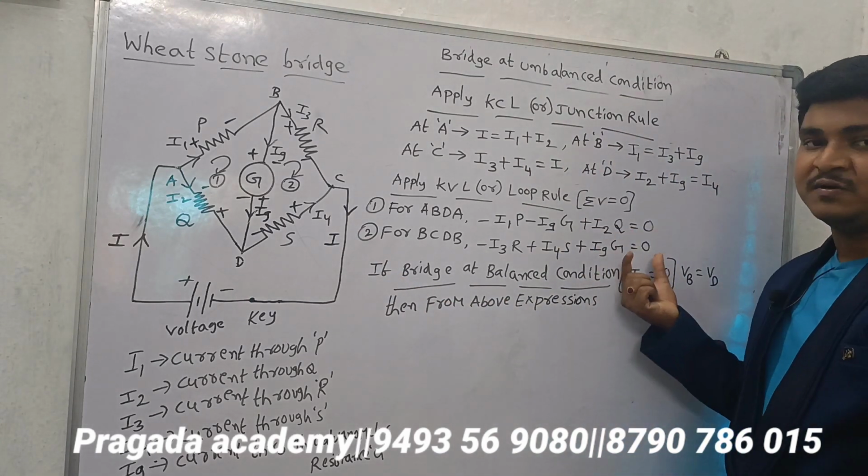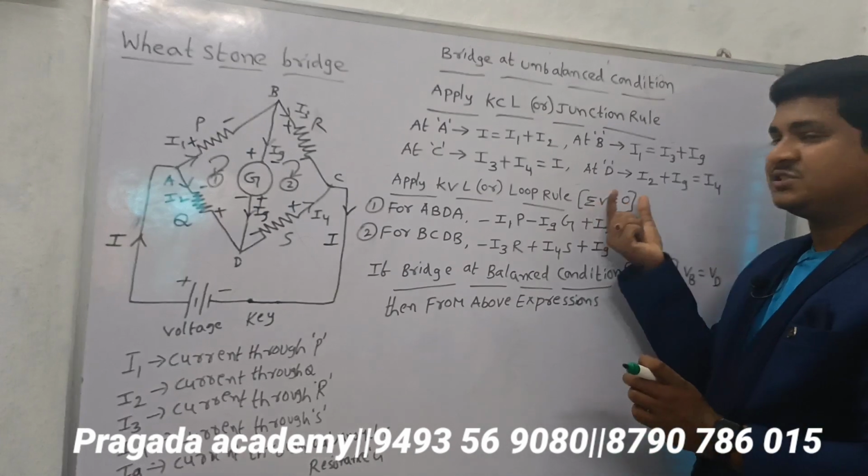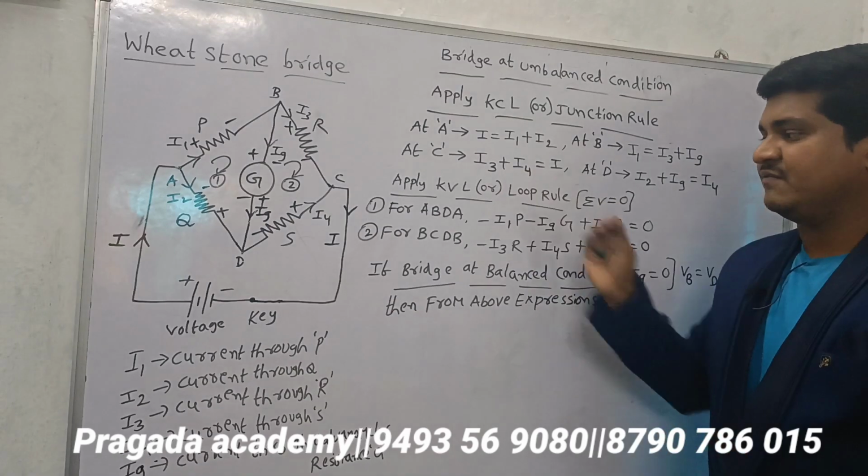So this equals 0. Why? Because sigma V equals 0. For any closed loop, the sum of the potential differences equals 0. Sigma represents summation for the KVL.